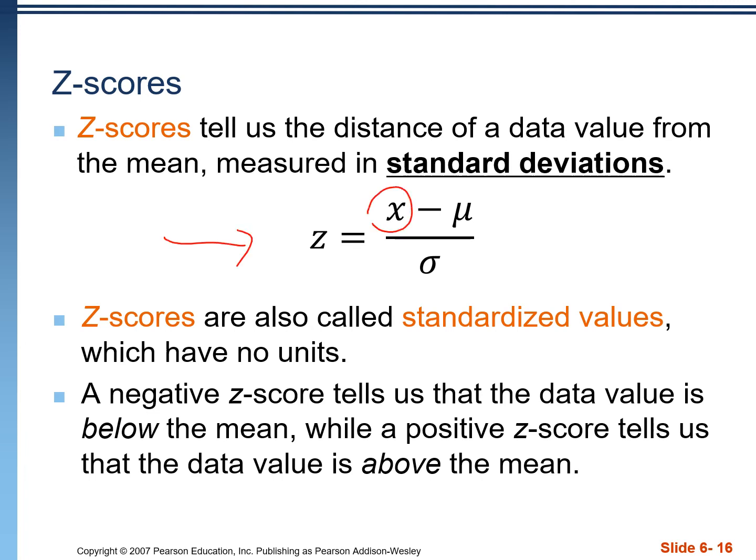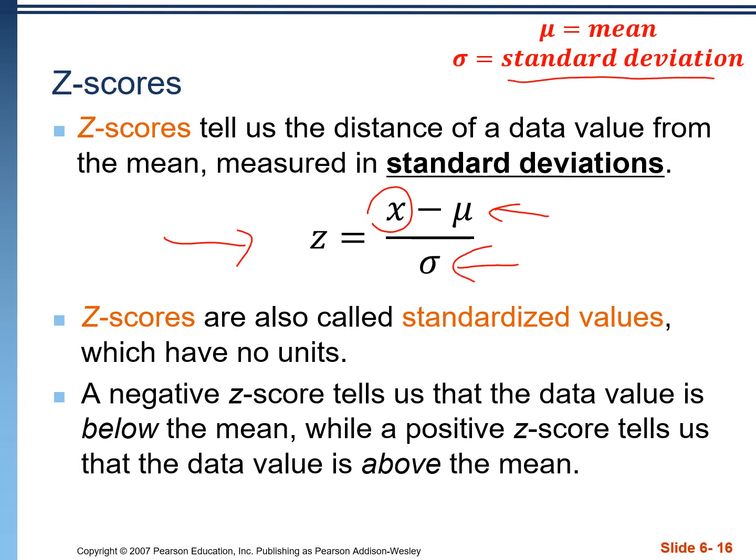X is our actual data point. Greek letter mu is the mean of the distribution, and Greek letter sigma is the standard deviation. Z-scores are also called standardized values. They have no units, and once we have a z-score, we can compare it to any other z-score, even if we have apples and oranges. A negative z-score tells us that the data value is below the mean, and a positive z-score tells us that that data value is above the mean.